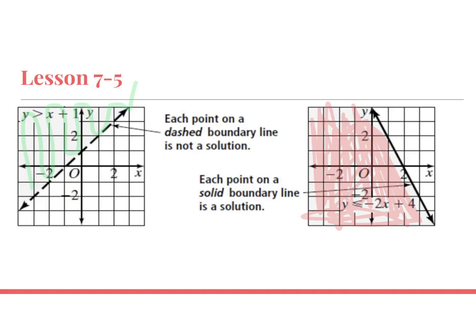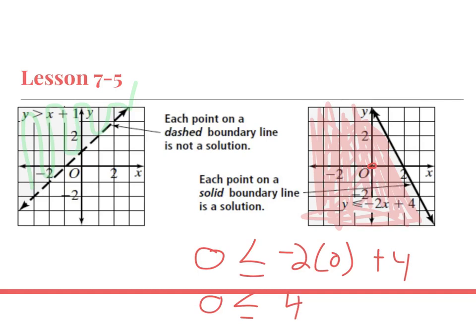So again, think about this. An easy, quick check is, let's pick our origin here, which is 0, 0. So if you were to plug in 0 is less than or equal to negative 2 times 0 plus 4, when it's all said and done, we get 0 is less than or equal to 4. That is true. If we were to pick a number outside, say in this region here, then that wouldn't make a true inequality statement. That would be a false statement. That was not part of our solution.